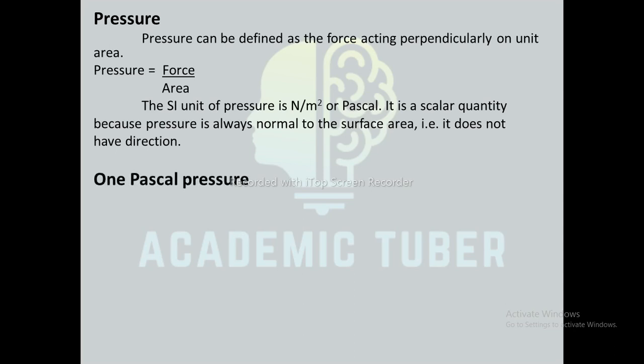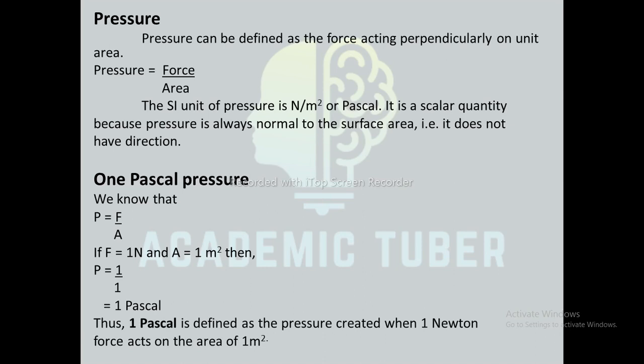1 Pascal pressure. We know that the formula to calculate pressure equals force by area. If F equals 1 Newton and area equals 1 meter square, then pressure equals 1 Pascal. That is, 1 Pascal is defined as the pressure created when 1 Newton force acts on the area of 1 meter square.